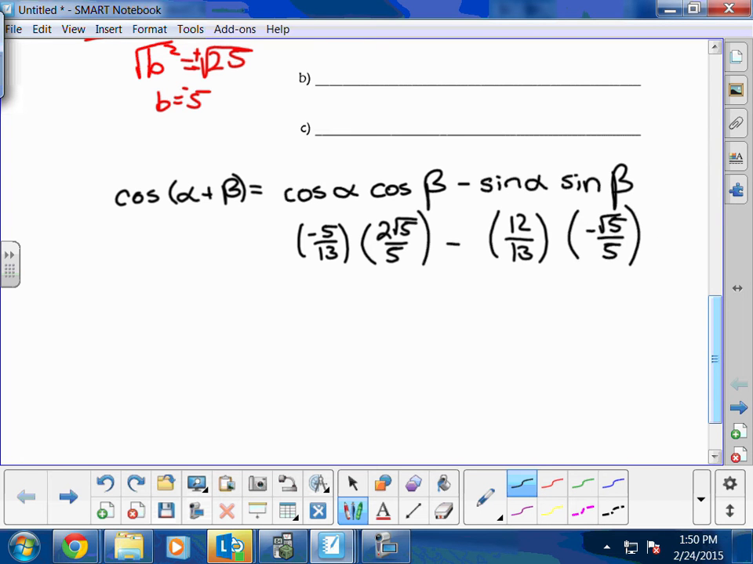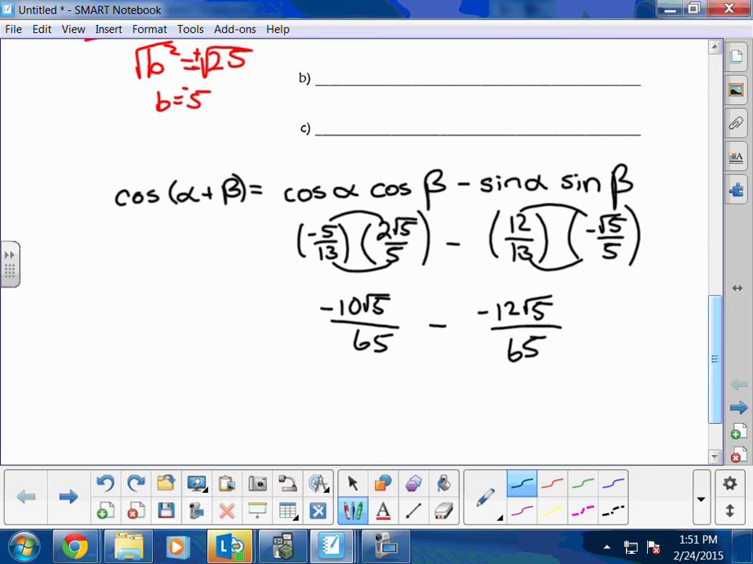Okay, good. Let's go ahead and apply this as well. Remember, as far as this part right here, these multiply. It's going to give me negative 10 square root of 5. And 13 times 5, you get a 65. Minus. In this case, I'm going to do 12 times square root of 5, which is negative 12 square root of 5. And 65 is the denominator again for multiplying 13 and 5.